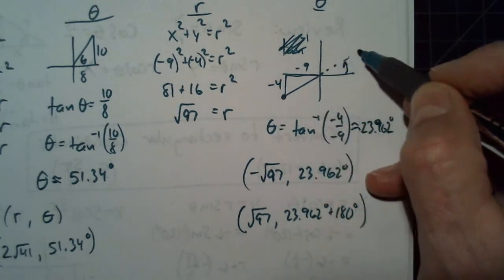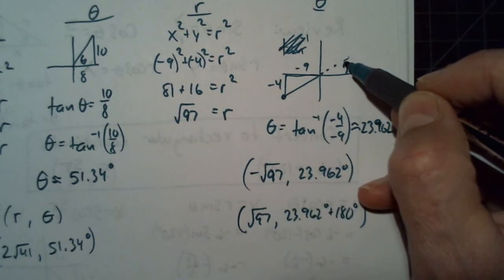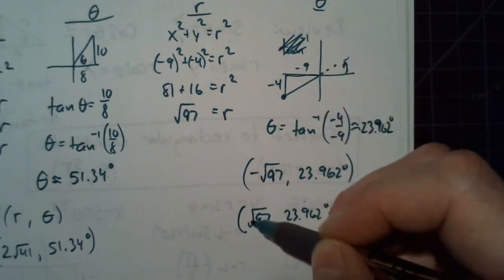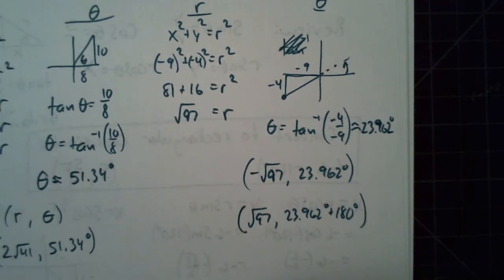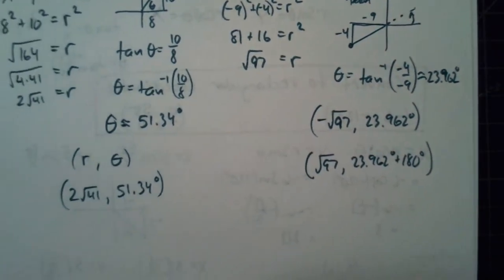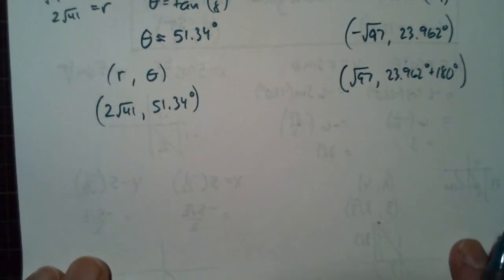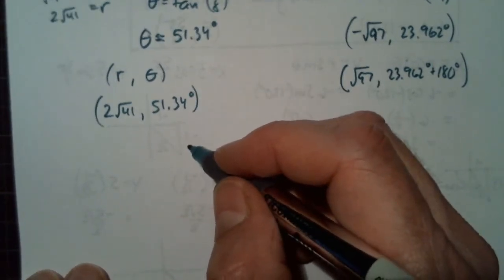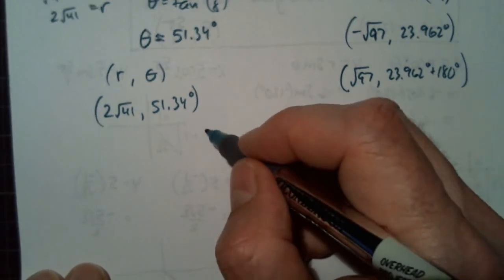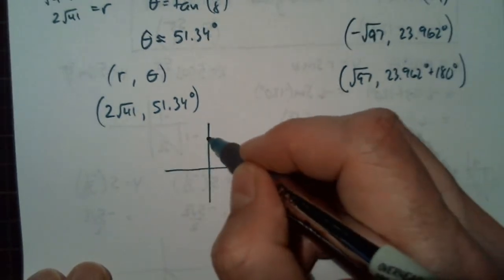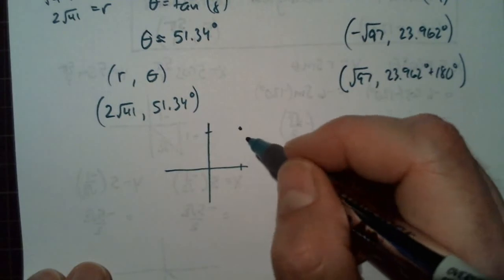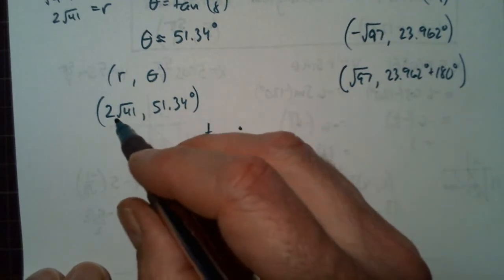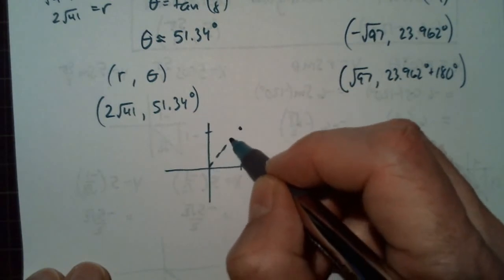And since that is a straight line, that's 23.962. We're going to add 180, and it'll take us there with a positive radius. And I forgot to do the other polar coordinate here. So if we have the points 8, 10, the point is at 8, 10. By rotating 51 degrees with a positive radius, it takes us right there.